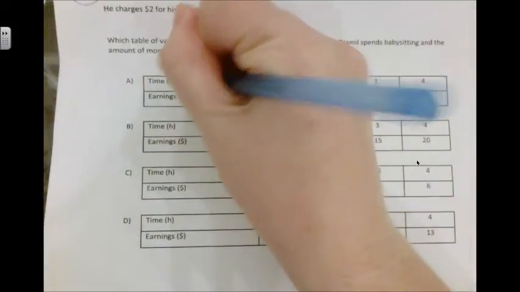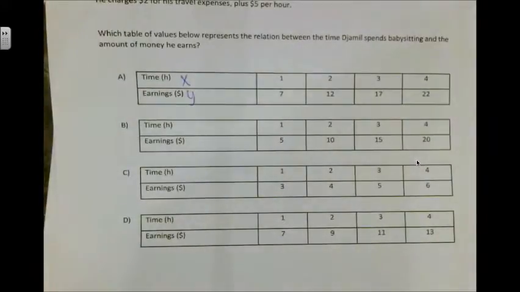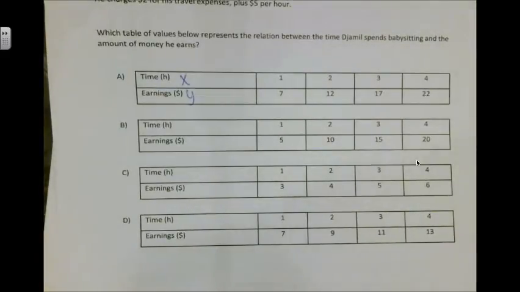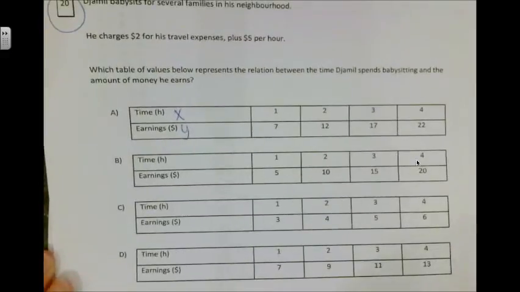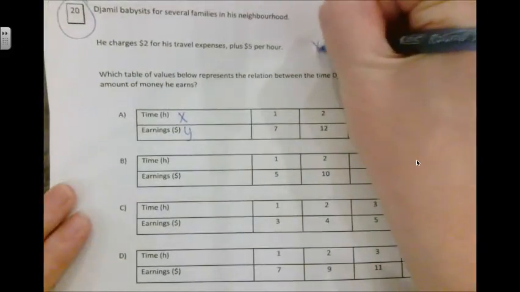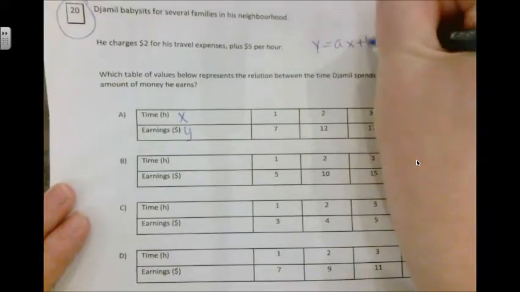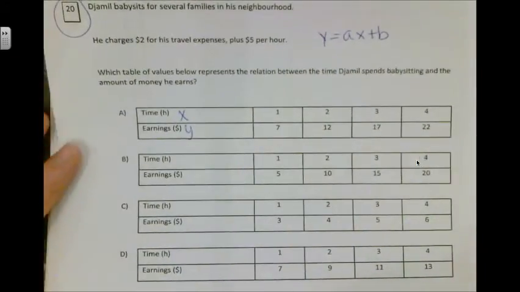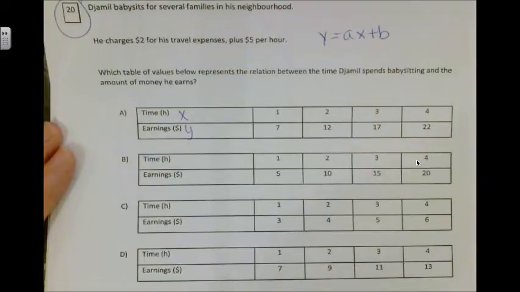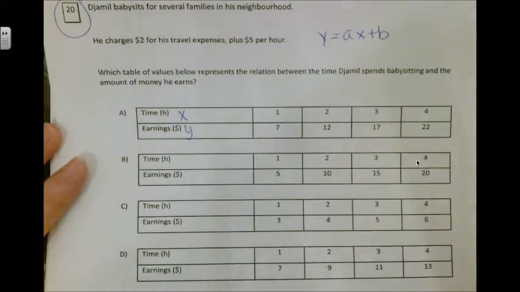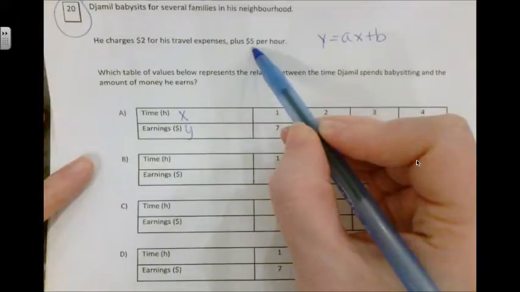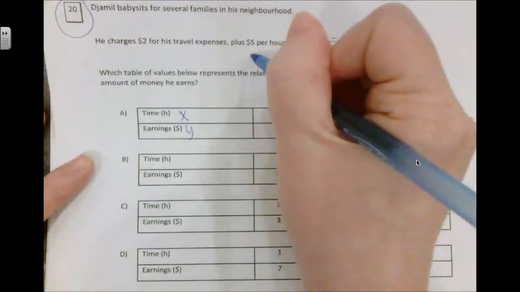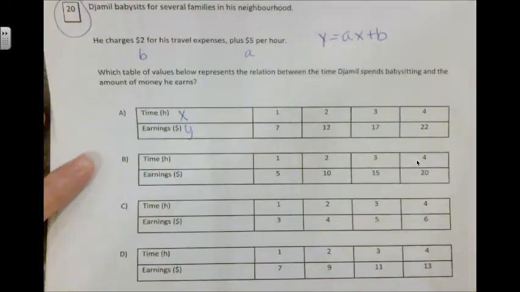This is our x and our y. So time is our x value. The amount of money that he earns depends on how many hours he works, okay? So this is a perfect example of a y equals ax plus b situation that goes in a straight line. So the initial amount that he charges for working 0 hours, the b, is the $2. And the $5 is a rate. So this is our a, and this is our b. So y equals 5x plus 2.